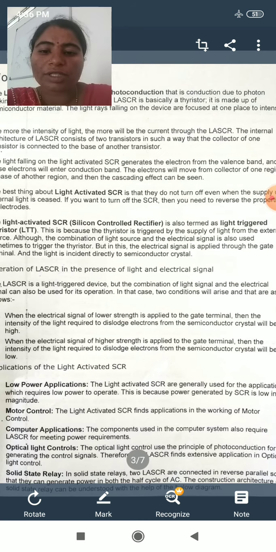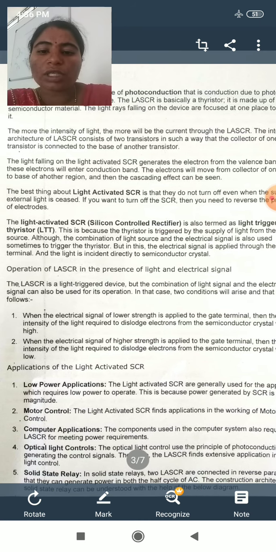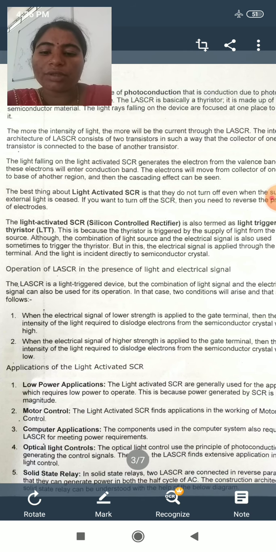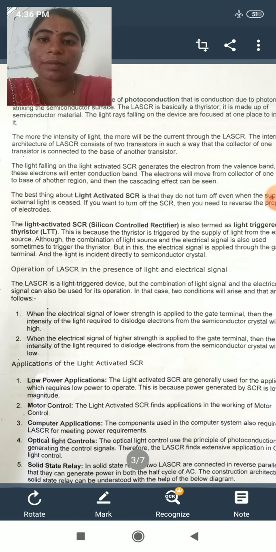Next are the applications. Where is it used? It is used in low power applications. Second, this LASCR is used for motor control. It is also used in computer based applications, and also for optical light controls and solid state relays.